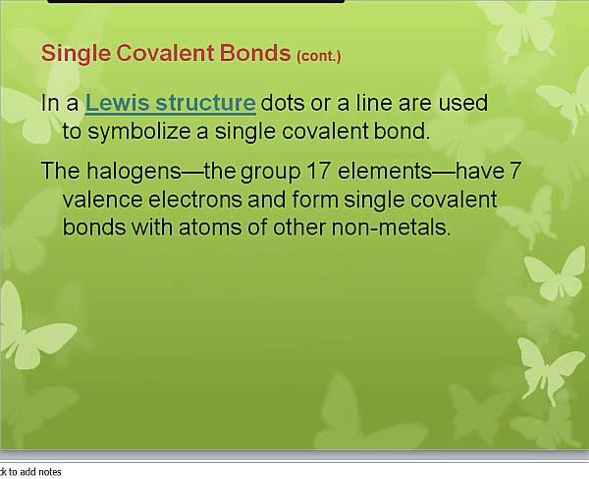So, review again what Lewis structures are. You've seen 2 for hydrogen and you've seen one for fluorine. The Lewis structures are these dots. You can also use lines, and they're used to symbolize single covalent bonds. So if we think about Lewis structures, let's first think about our halogens. Halogens are your group 17 elements. They begin with fluorine and go straight down in a column. Those have 7 valence electrons, and they form single covalent bonds with atoms of other non-metals.